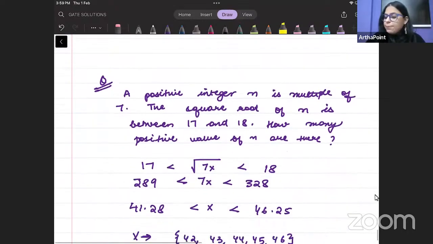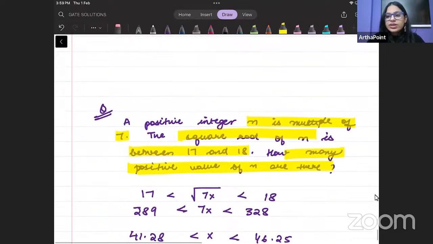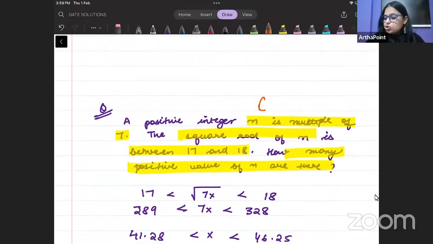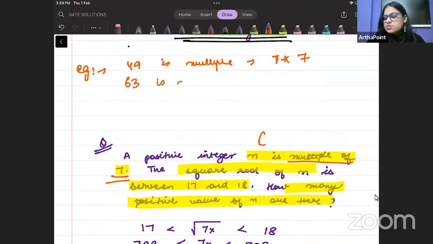Read it out. A positive integer n is a multiple of 7. The square root of n is between 17 and 18. How many positive values of n are there? So what is it saying? There is an integer which is a multiple of 7. Because it is a multiple of 7, for example, 49 is a multiple of 7, so you can write 49 as 7 into 7. If I tell you 63 is a multiple of 7, you can write 63 as 7 into 9.